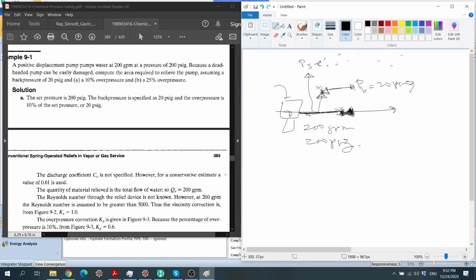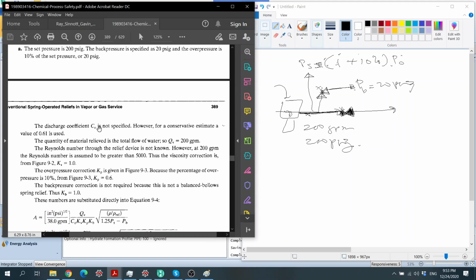So the set pressure is then, in one case, 1 plus 10% times the operating pressure. So it says here, we can just go through here. The set pressure is 200 psig, so 200 psig is the pressure, and then the back pressure is 20 psig, and then the overpressure is 10% of the set pressure. So we'll take 10% over here.